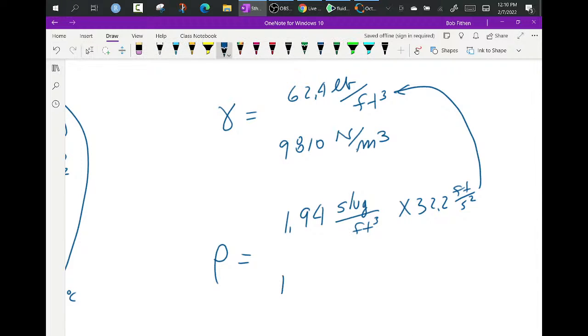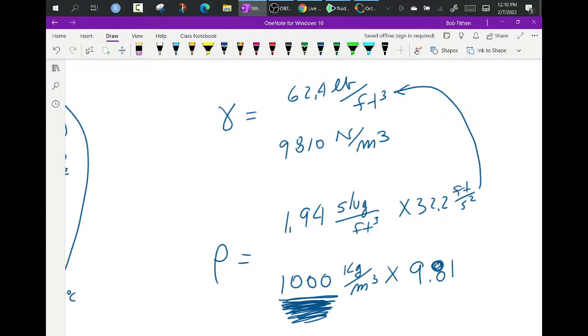Now it turns out water is a special substance because they made the SI unit, they structured it so that this occurred: 1,000 kilograms per meter cubed. Now, gravity, 9.8. Some people carry more digits. The problem with that is gravity does change quite a bit. You multiply those two together and you get that.